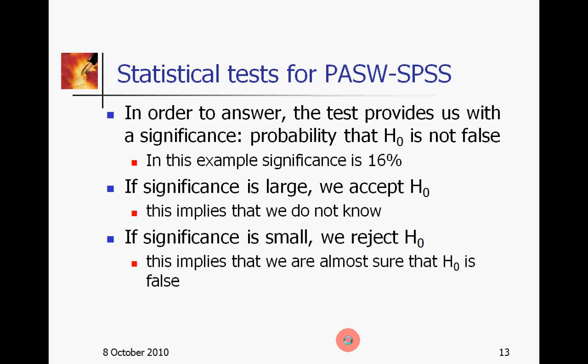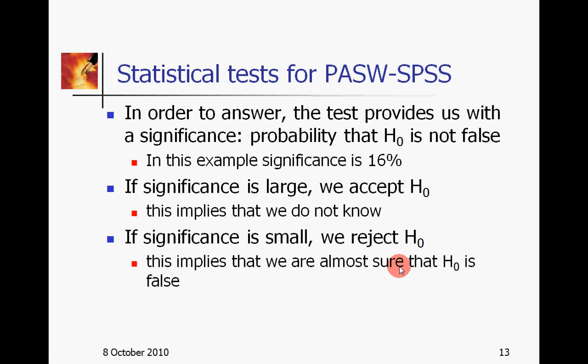If significance is large, you accept H0. It implies that it could be true. Pay attention that in a statistical test you never say it must be true. You say it could be true. If significance is small, on the other hand, you reject H0. In this case, you can say that you are almost sure, so it's a very strong decision, that H0 is false.